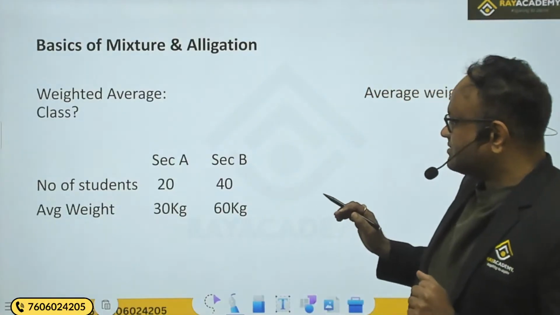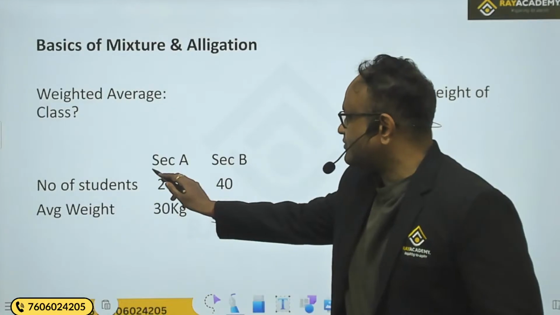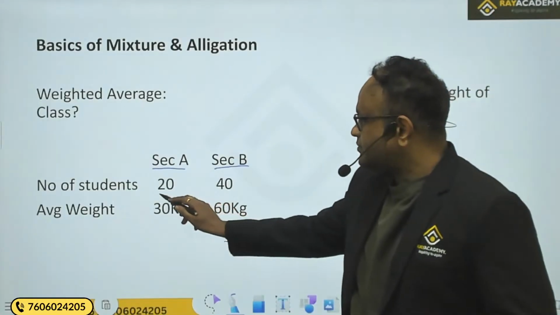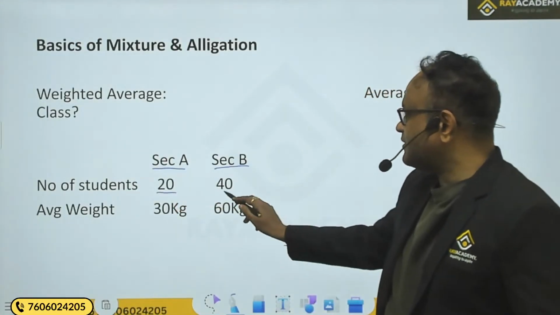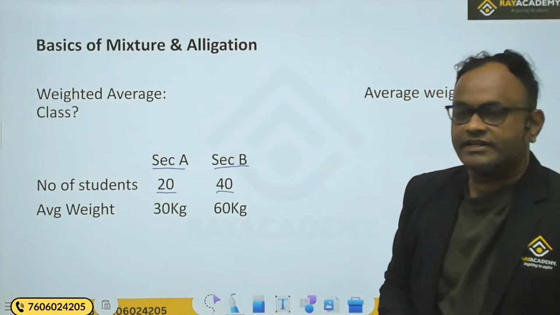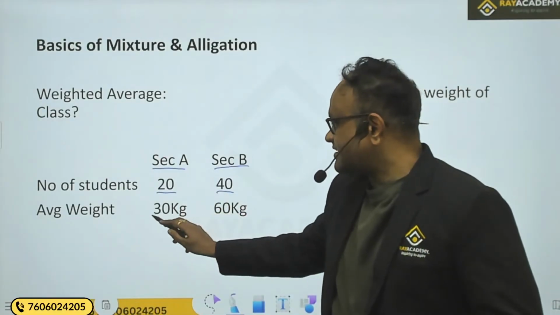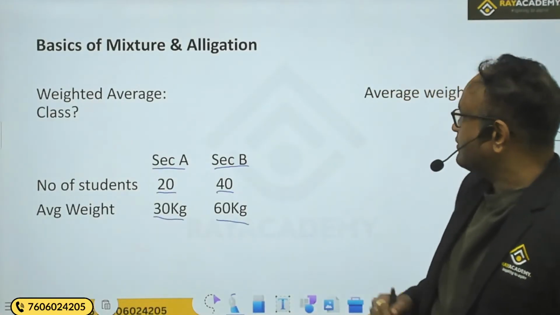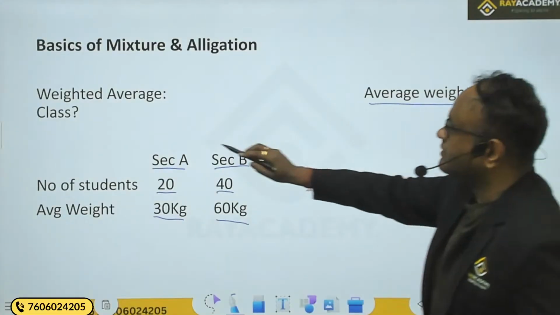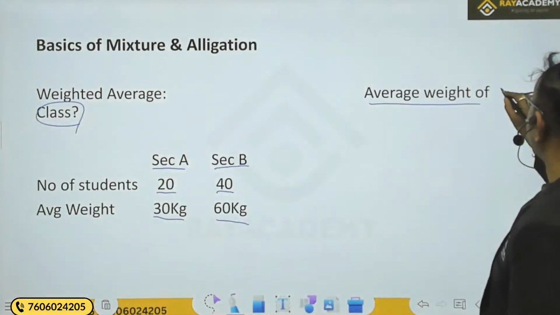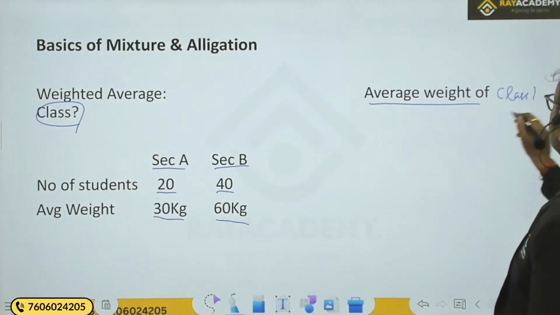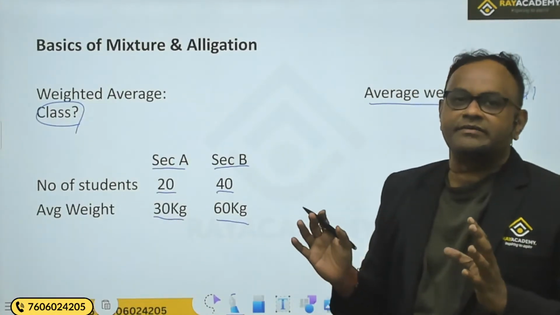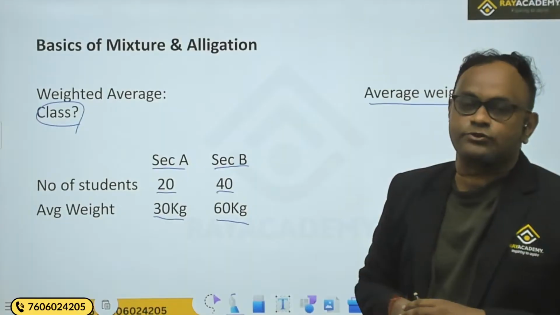So I am giving a typical scenario. In a school, there are two sections, section A and section B. The number of students in section A is 20. The number of students in section B is 40. The average weight of a section A student is 30 kg and the average weight of a section B student is 60 kg. Now the question is, what is the average weight of the class? That means it is a mixture. Section A and section B are mixed, so how do we find the average in total?